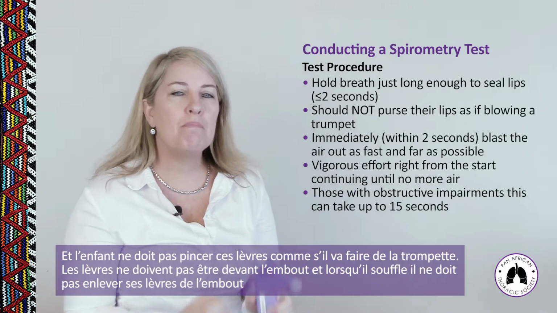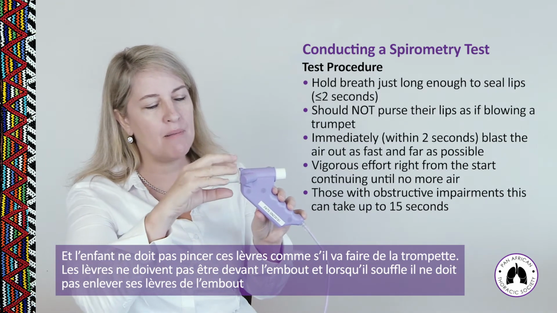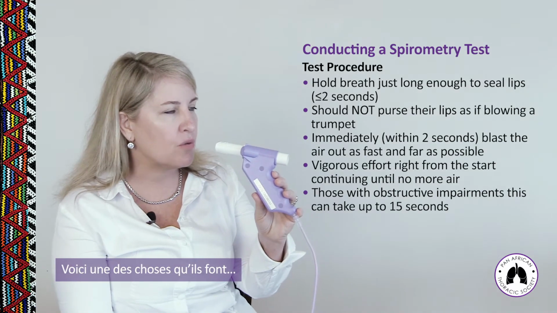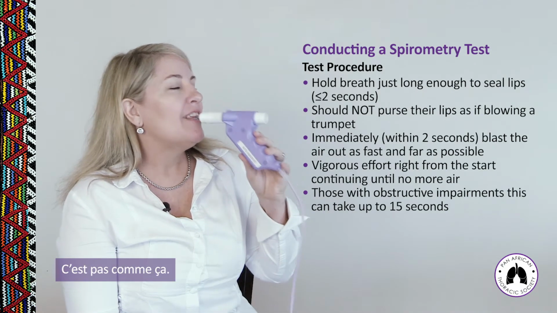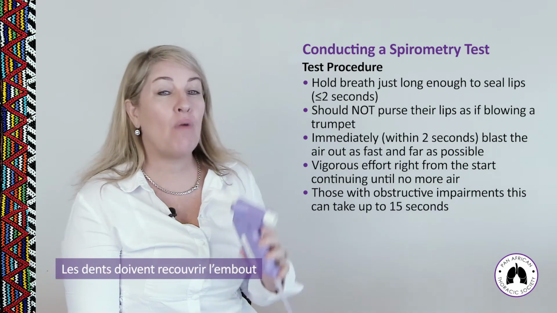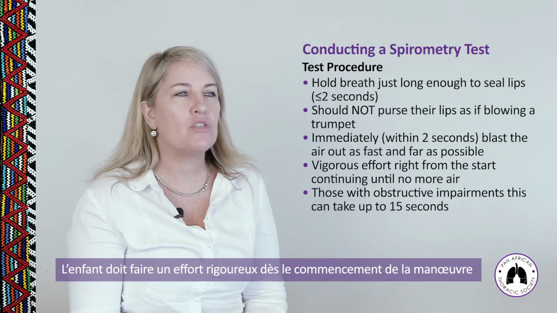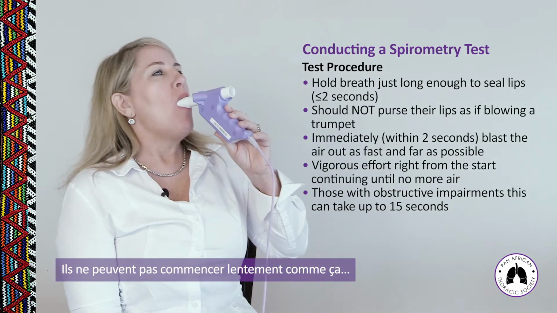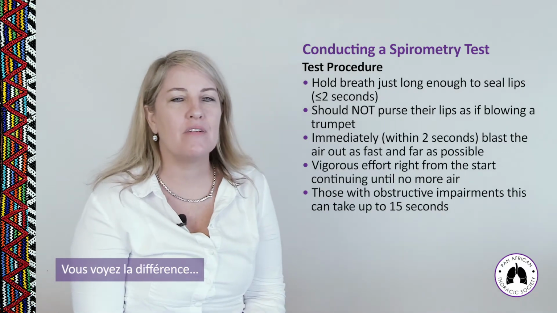They should not purse their lips as if blowing on a trumpet. Like I said, the lips mustn't be in front, and as they're blowing, they mustn't pull their lips off the mouthpiece. This is one of the things they do. That's wrong. What they should do is teeth right over the mouthpiece. They need to make vigorous effort right from the start of the maneuver. So they can't start off slowly like this. It's got to be like that. Do you understand the difference?